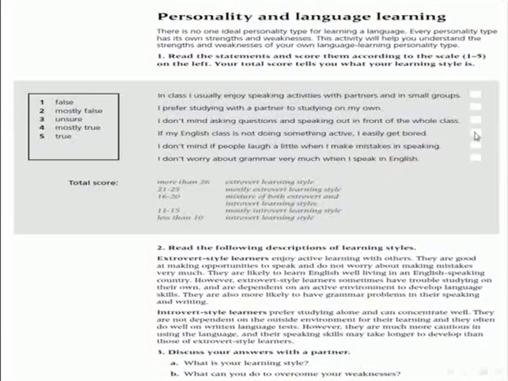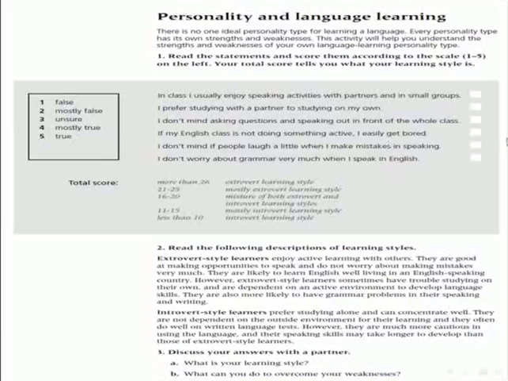Is it true? You write number 5. Or false? You write number 1. Or you choose one of these. Next, I don't mind if people laugh a little when I make mistakes in speaking. True? 5. Or false? Number 1. Or other numbers you write here. I don't worry about grammar very much when I speak in English. Write the number according to the sentence about yourself.